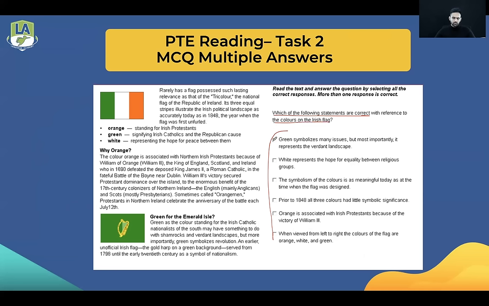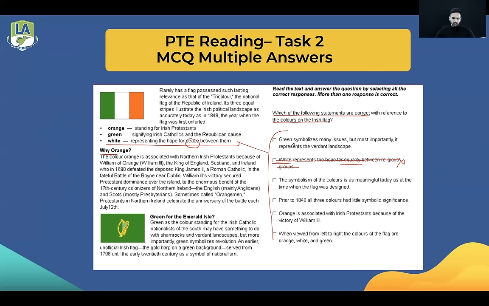So they're talking about which statements are correct according to the colors of the flag. So we have got the significance of orange here, green here, and then white here. White representing the hope for peace. So we'll compare this with this. White represents the hope for equality. This says hope for equality, this says peace. Peace and equality are two different things. Yes, most of the answers are paraphrased, but there can be peace when there's no equality as well. There can be equality when there's no peace as well. So you need to be very careful about synonyms, but the meaning will not change.